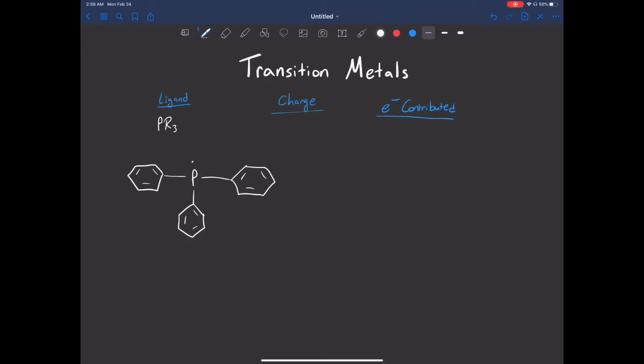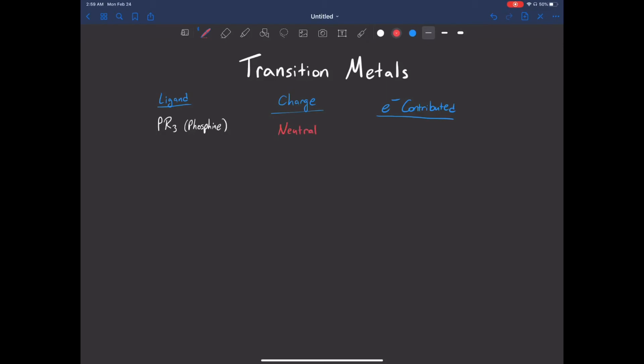And then we have a lone pair if it's just PR3. All right. And so you guys can also hear that called a phosphine, in case the professor mentions it and you're a little bit confused on what that is. So that's going to be PR3. Its charge is neutral.